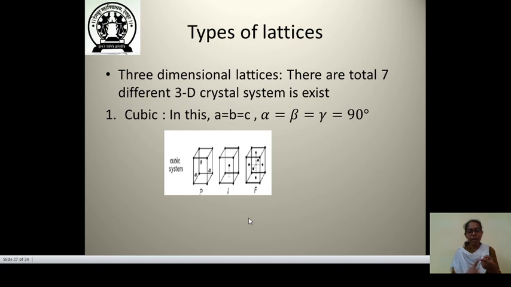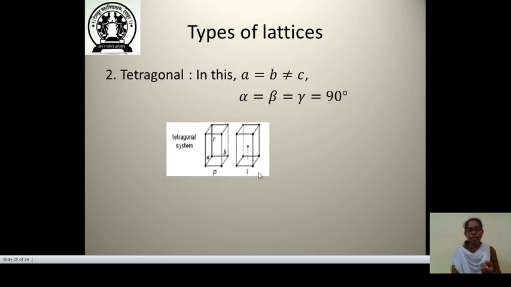This is cubic. A is equal to B is equal to C and alpha is equal to beta is equal to gamma, which is equal to 90 degrees. All are same and the angle is 90 degrees. That is about cubic. After that, C, T. T means tetragonal. For tetragonal, just break the symmetry of length. A is equal to B but not equal to C and the angles will be the same. Means for the first 3, break the length sides, and for the last 3, keep the sides same as the first 3 and break their angles.